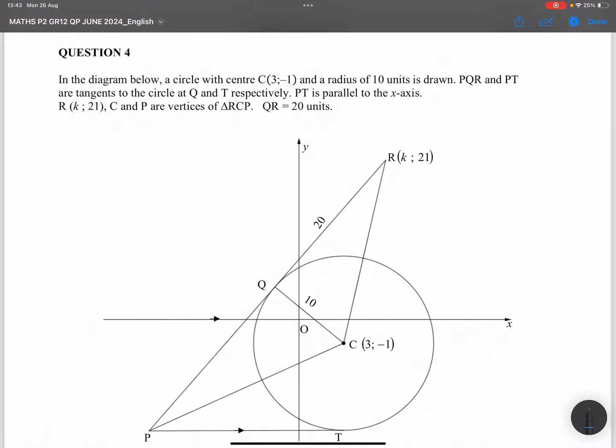And now let's look at question 4. Right, they say in the diagram below, we've got a circle with center C, which is 3 and -1 and a radius of 10 units, which is drawn, right? So they say PQR and PT are tangents, all right? Please remember, we're going to need to apply theorems from Euclidean geometry here. And already I can see tangents from the same point. Right, so they say at Q and T respectively, and they say PT is parallel to the x-axis, right? So that means that is a horizontal line, and R, which is K and 21, C and P are vertices of triangle RCP, and they say QR is 20 units.